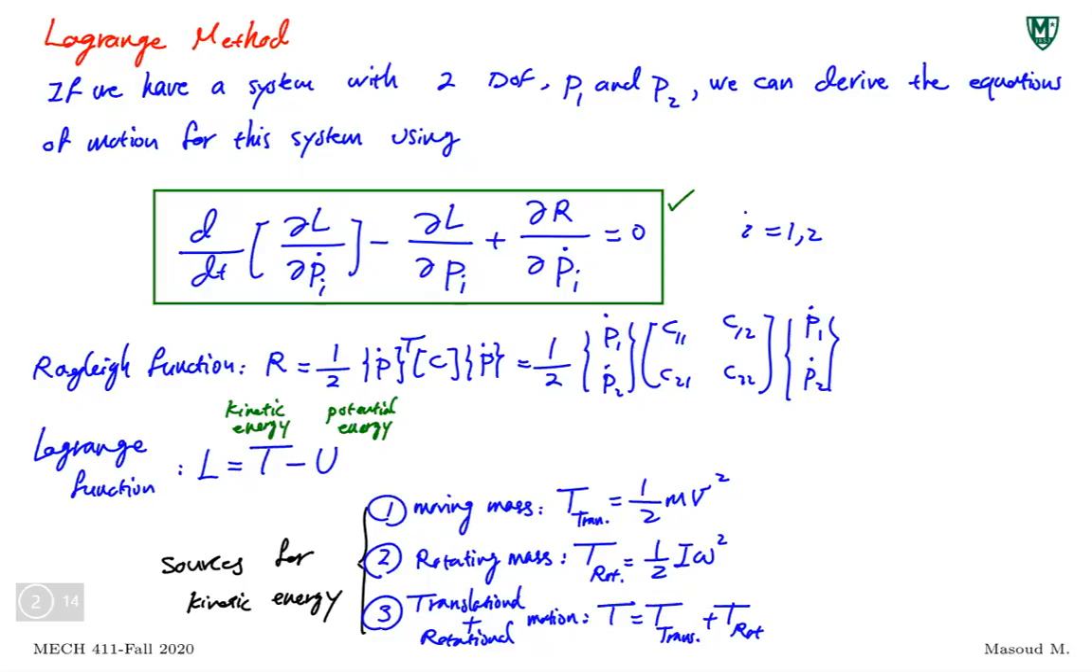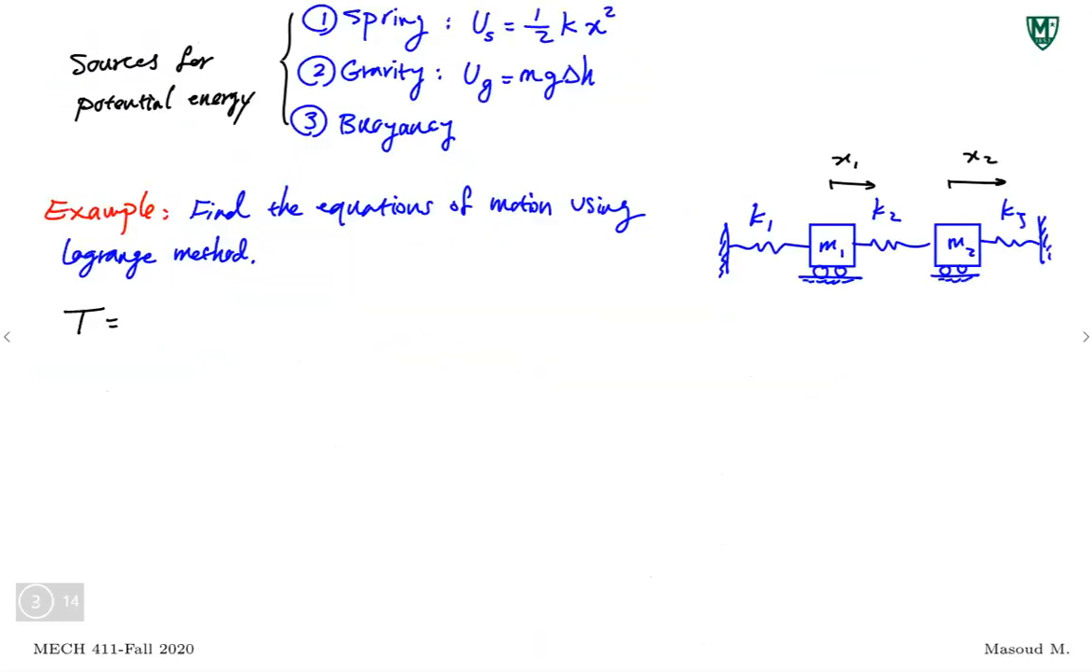So all I have is just two moving masses in this case. So that would be 1 over 2 m1 x1 dot squared, right, the velocity of mass 1, plus 1 over 2 m2 x2 dot squared. That's pretty much it. That's the kinetic energy for my system.